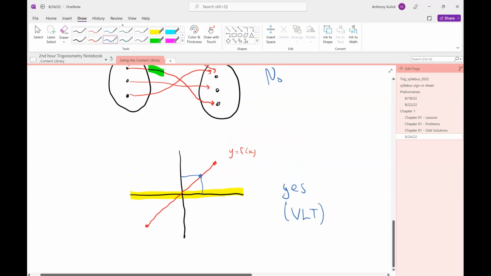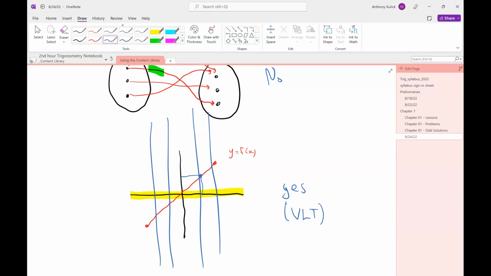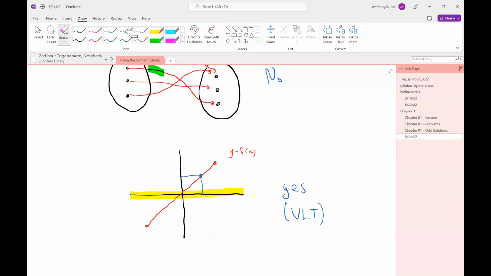So we're just checking to see if there's any vertical line you can draw that would intersect the function more than once. Now, clearly with this line segment that we have here, no, any vertical line I draw is going to only hit that thing once. Everybody's okay with that? Okay.